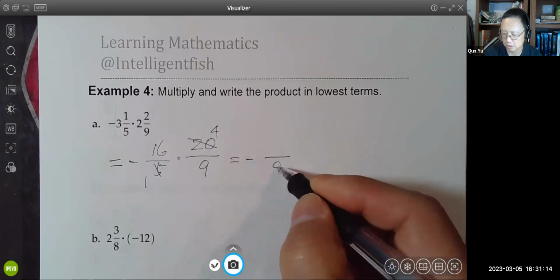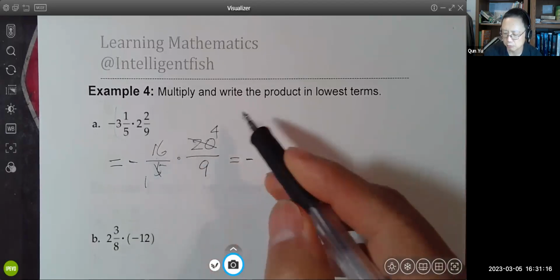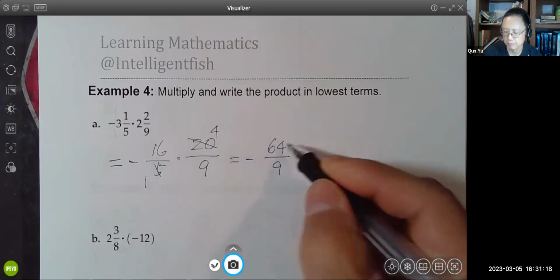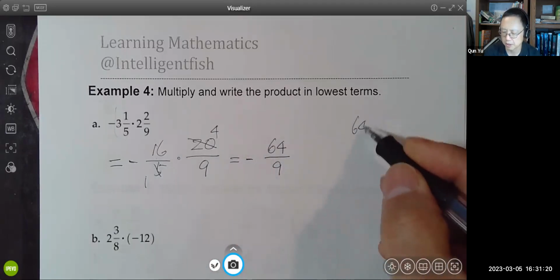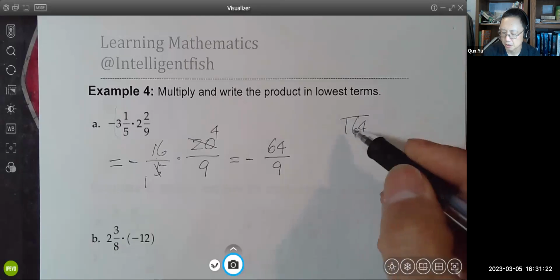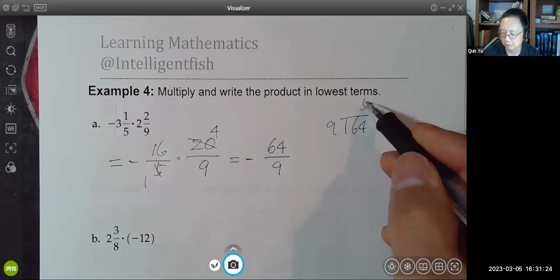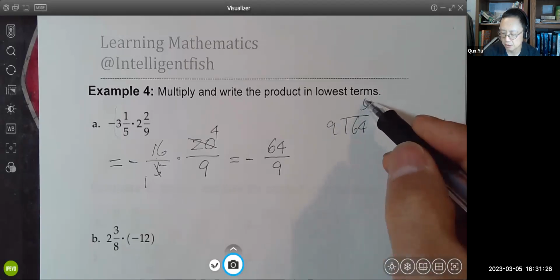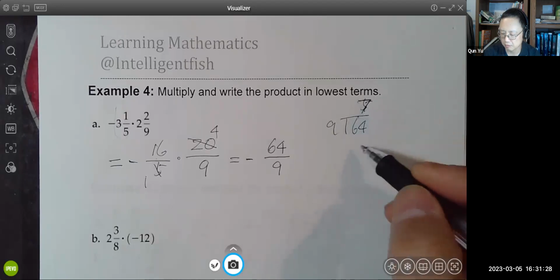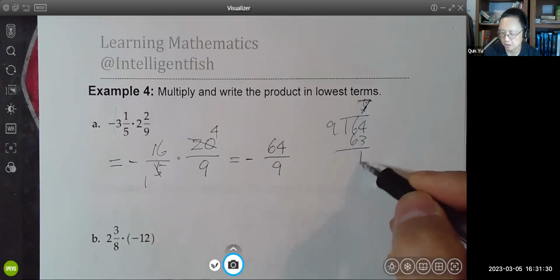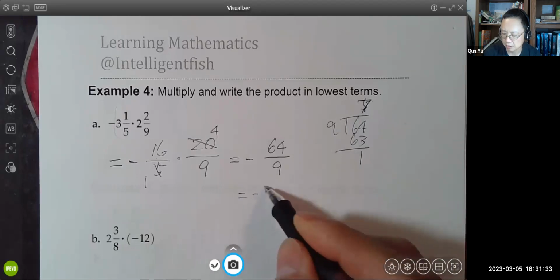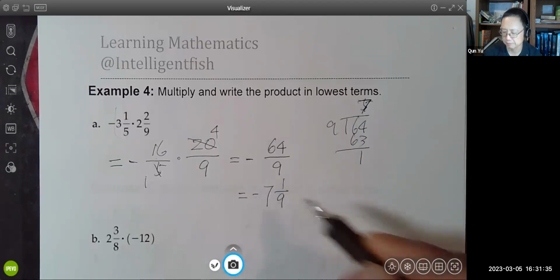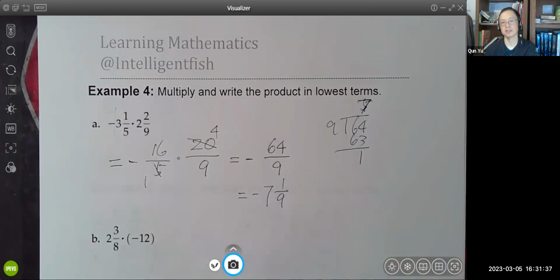Now let's see what we get. Negative 9 on the bottom. 16 times 4 is 64. So convert it back to mixed number. Divided by 9, 7 give us 63. That's 1. So we get negative 7 and 1 over 9. That's our final answer.